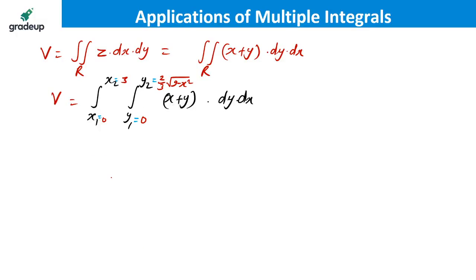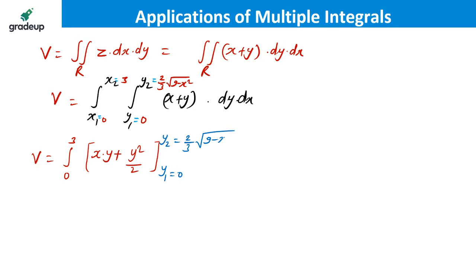Now requesting all of you to integrate this. So the outer integral remains as it is. Integration of x with respect to y, x will be constant. So integration of 1 will be y. Integration of y with respect to y is y square by 2. Limits with respect to y: y1 will be 0 and y2 will be 2 by 3 root of 9 minus x square.